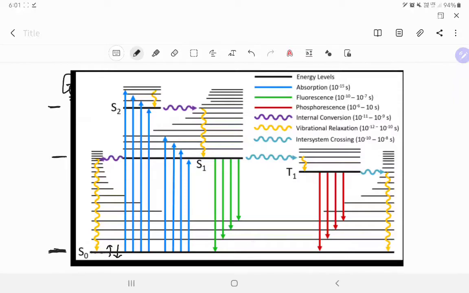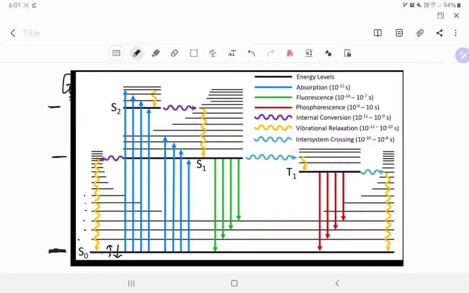Now, what are these lines? These lines are vibrational energy levels. We know each electronic energy level consists of a large number of vibrational energy levels. Initially, suppose all the molecules are present in the lower electronic energy level, the ground electronic energy level, say S0.